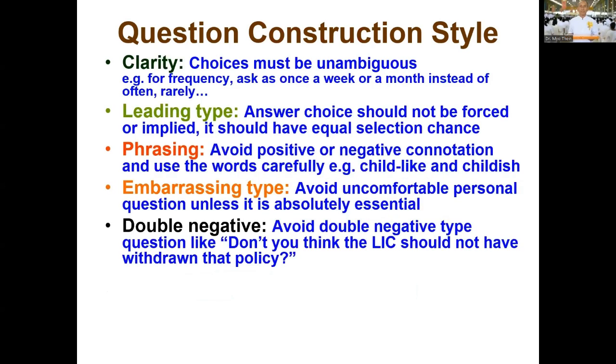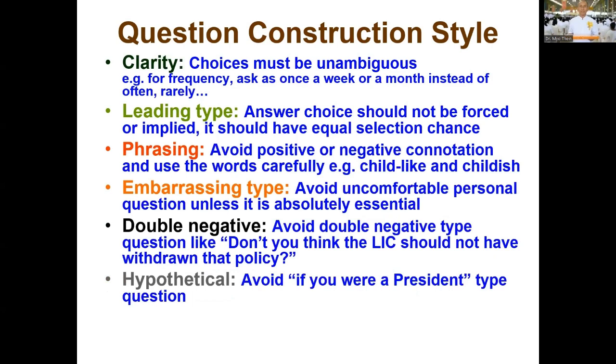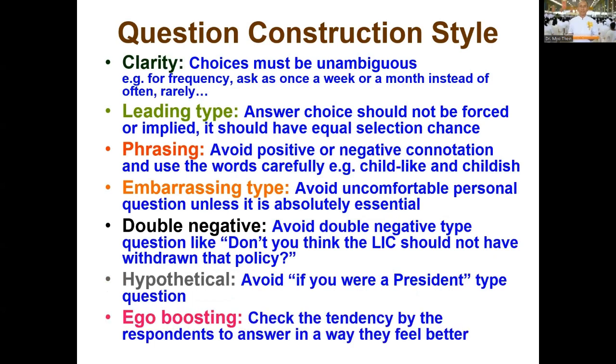So here are some of the things related to question construction styles, how the questions can be framed. And there are some styles of framing the questions. The questions must have clarity. Here clarity means the choices given in the questions must be unambiguous. Ambiguous means the interpretation must be one, there will be only one interpretation, not two or three.